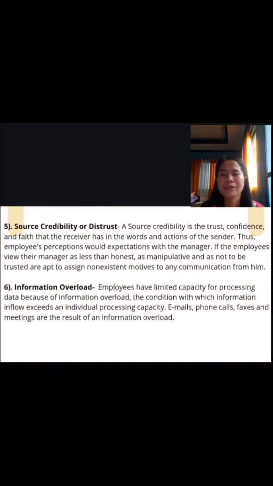And the last is information overload. Employees have limited capacity for processing data because of information overload. It is the condition in which information inflow exceeds an individual's processing capacity. Emails, phone calls, faxes, and meetings are the result of an information overload. There is so much information that they become overloaded. It is no longer helpful.